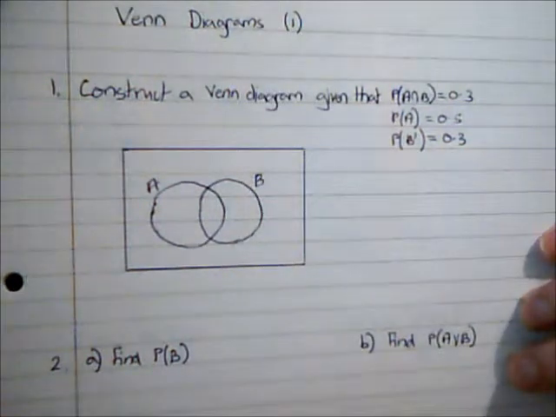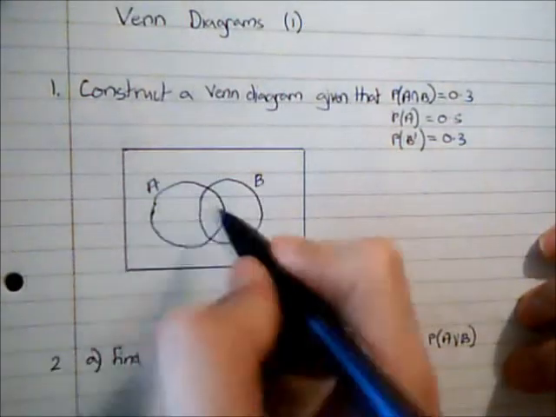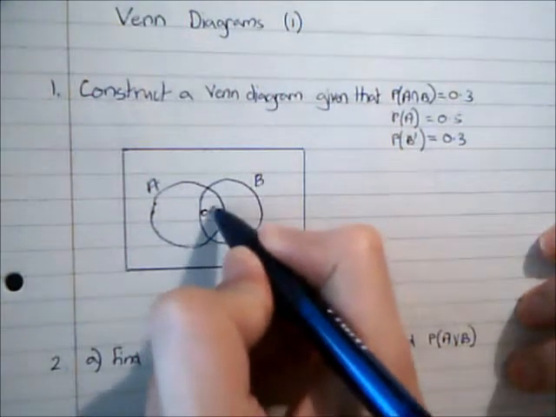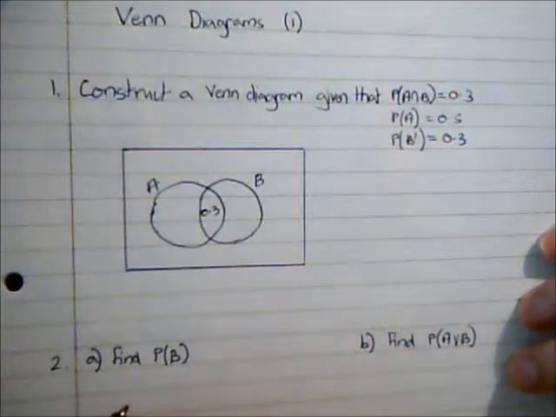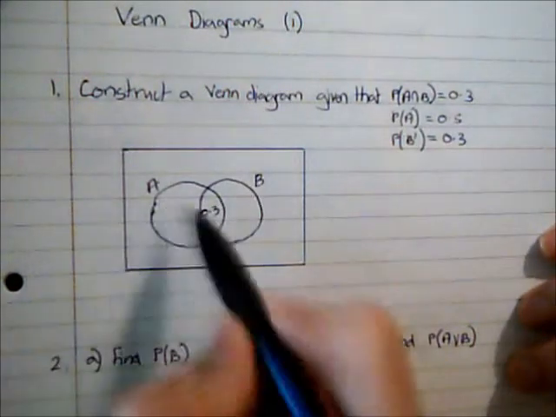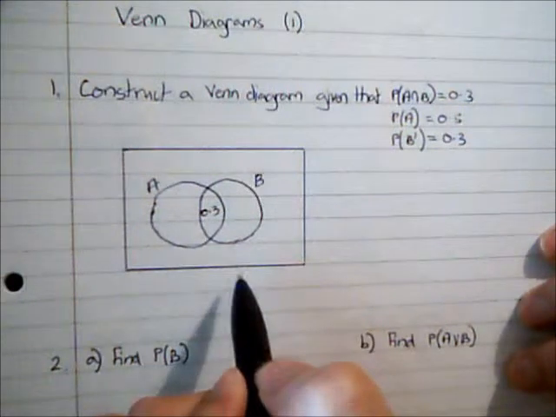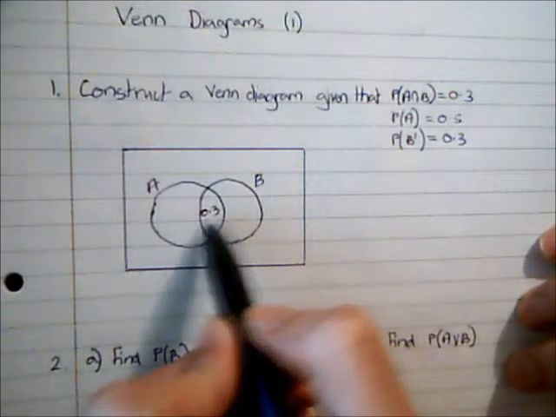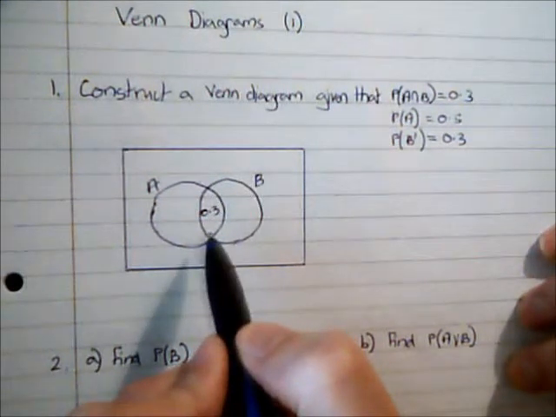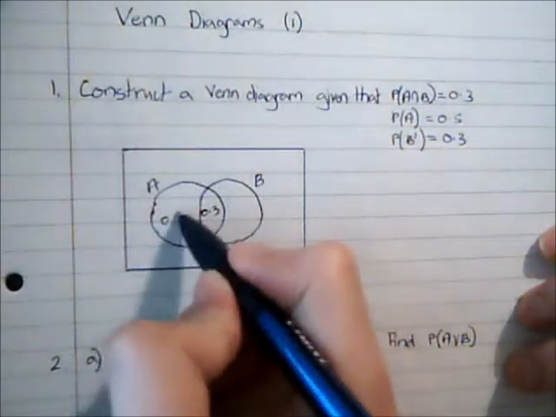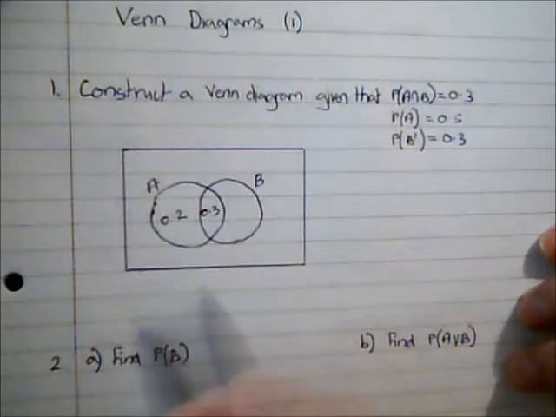So what do I know? Well, I know the event of both of these happening, so A and B. I know that probability is 0.3, so this region here is in the A ring and the B ring, so that represents both happening. Now the probability of event A happening is 0.5, and 0.3 of that is where B also happens, which means there must be a 0.2 chance that event A happens but not event B.